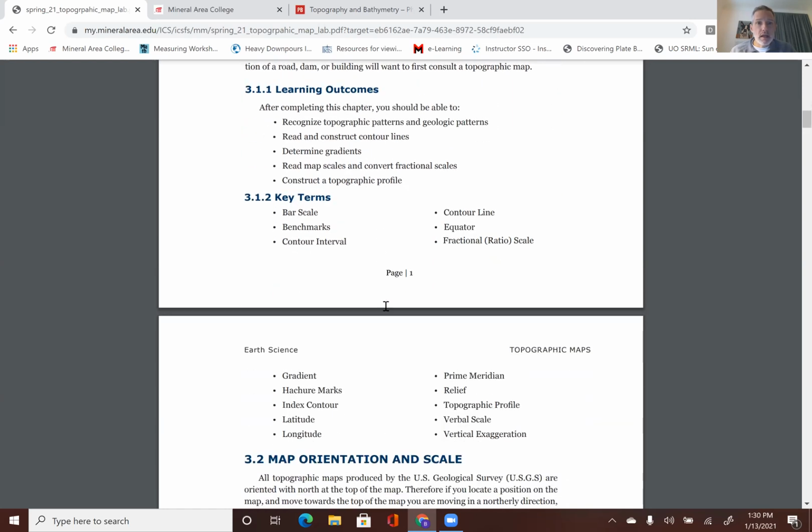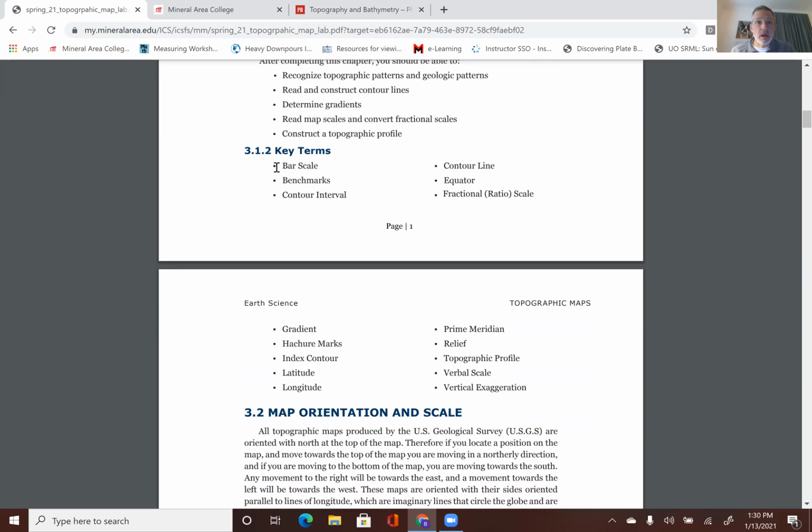So here are some of the key terms. The bar scale is that little bar you'd see on the bottom of a map that you can use to measure. Google Maps uses a bar scale, and it just says this is how far that is. And so that's a great scale to use.